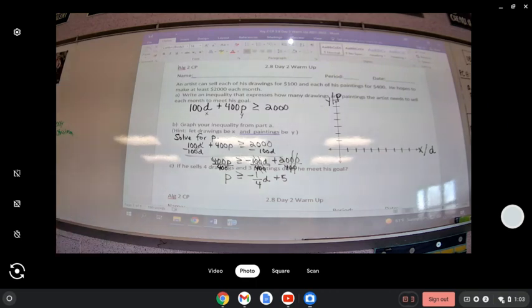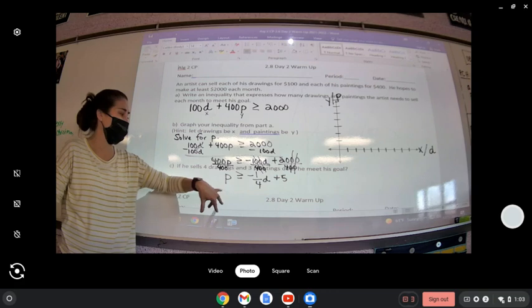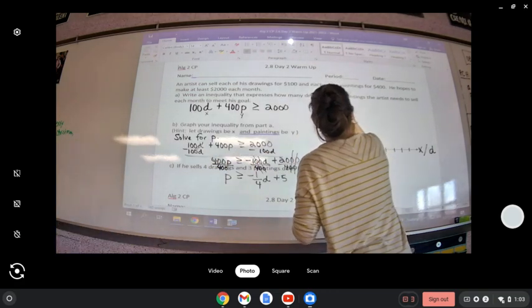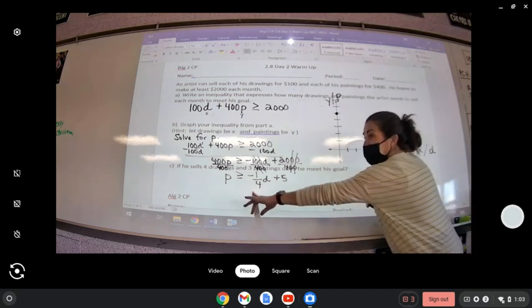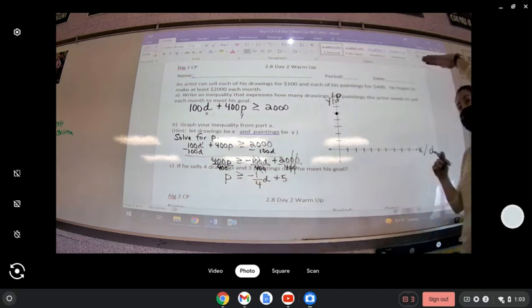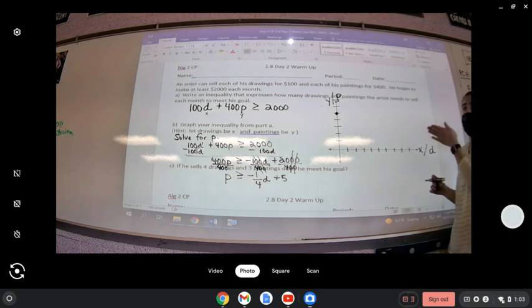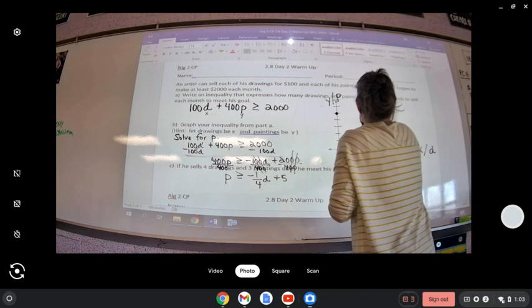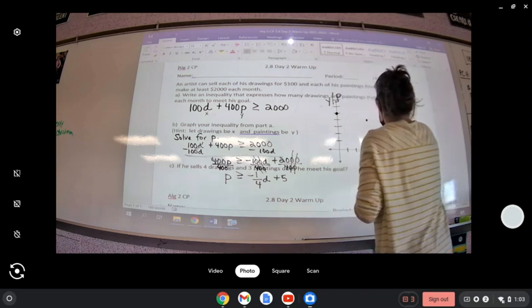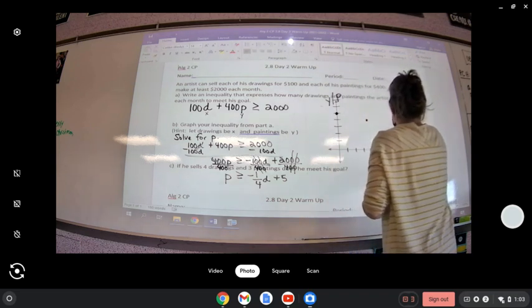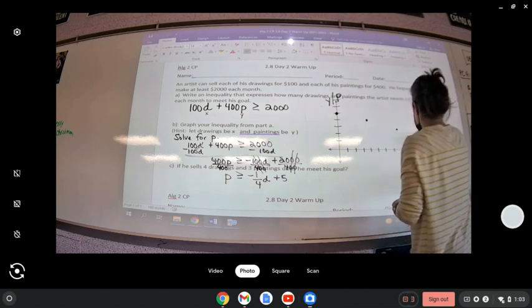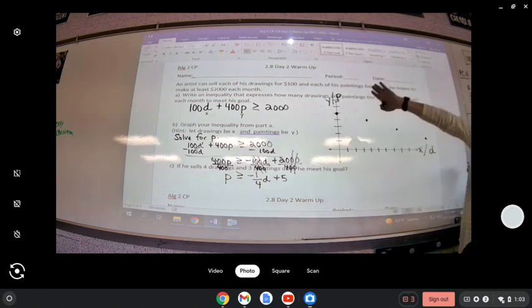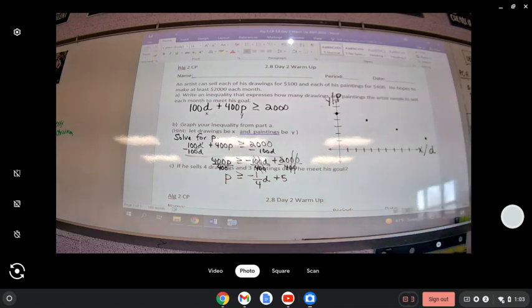Okay? So when we go to graph it, who's our y-intercept? 5. And then our slope is -1/4. So let's rise down 1 and let's run to the right 4 and do it a couple times. And you should have a pretty straight line. Hopefully your graph is nice.